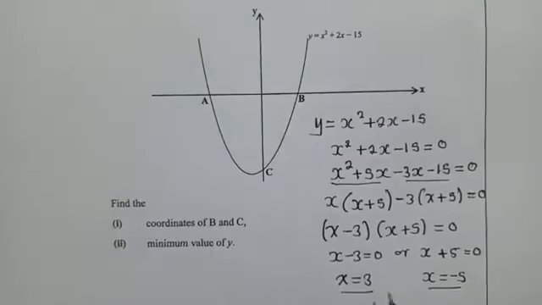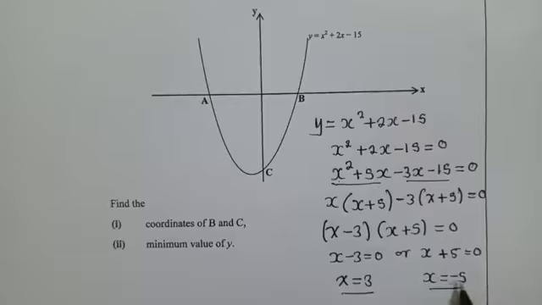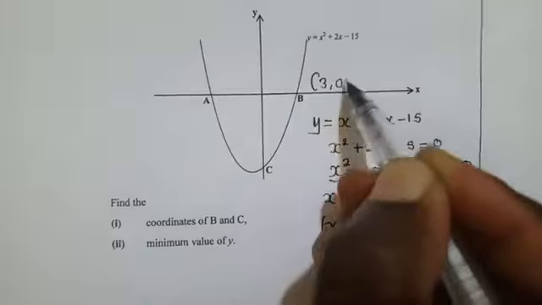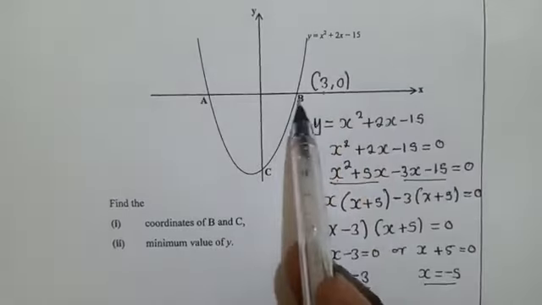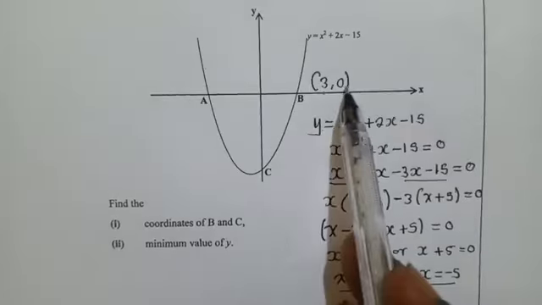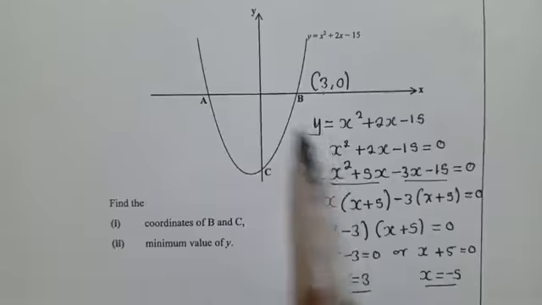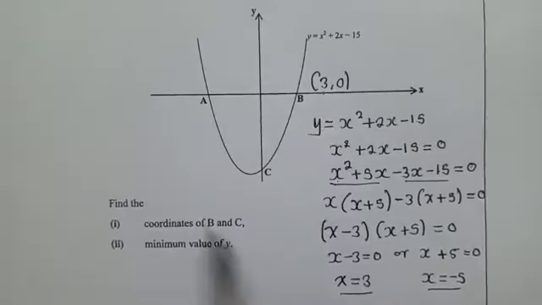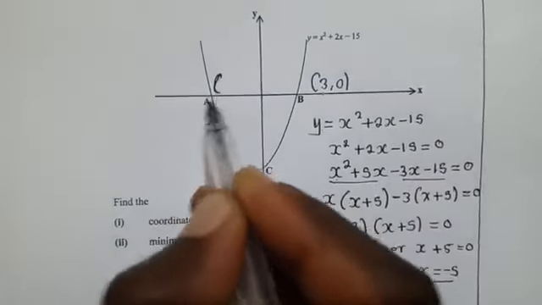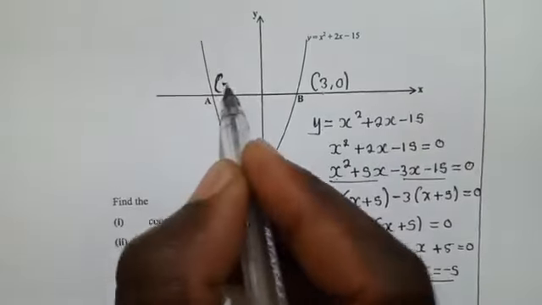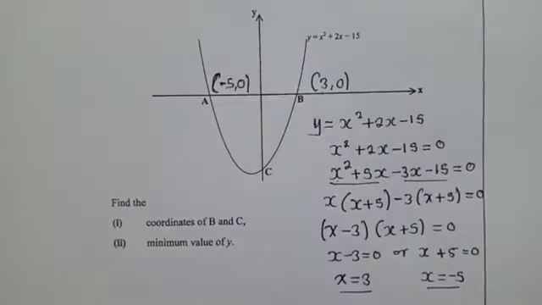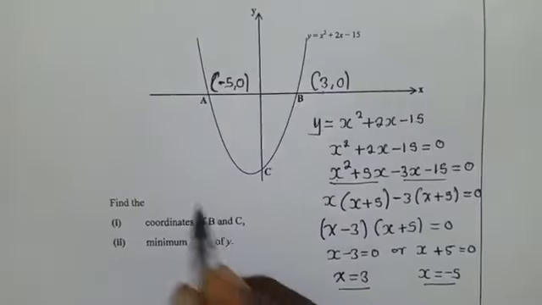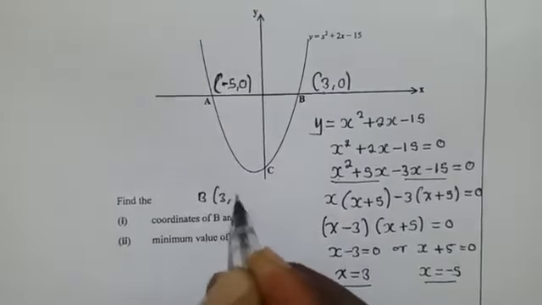At A, there's of course a negative number, which is negative 5. At B, it's 3. So I'm going to write this as (3, 0). Remember we said at this point, y is always 0 because it is an x-intercept, while the x value is what you've just found here. If you were asked to find the coordinates at point A, you would have said (-5, 0). But they did not ask us about A. They only asked about B. So we're going to say B is (3, 0).